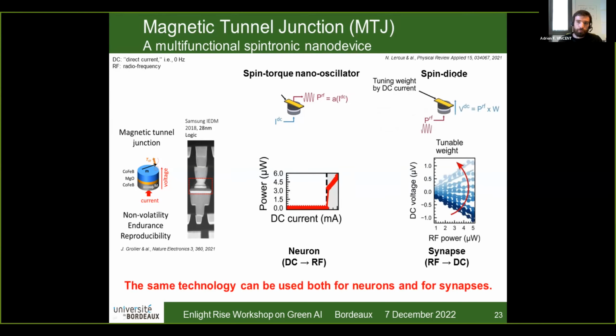So we have a nano neuron with a single device, but you can also use them as spin diodes, where you do the reverse. You inject a radio frequency power signal and you get a rectified voltage across the device that will be proportional to the power that you inject and to what's called the weight of the system, as shown here. And the idea is that with the same device, you can have both neurons and synapses.